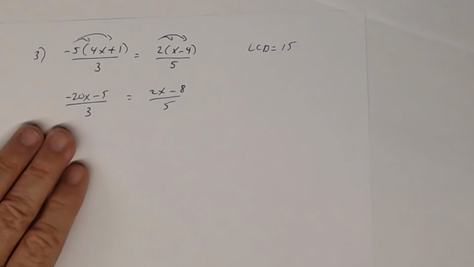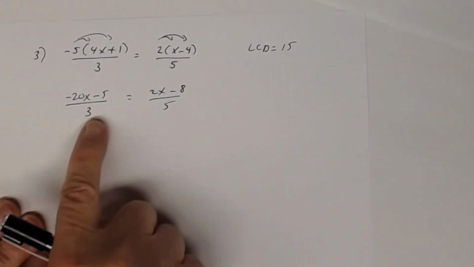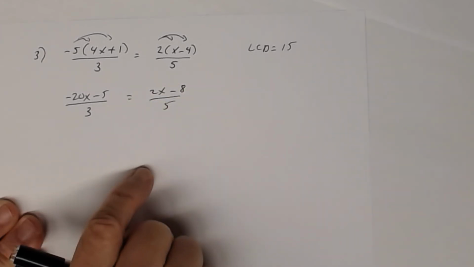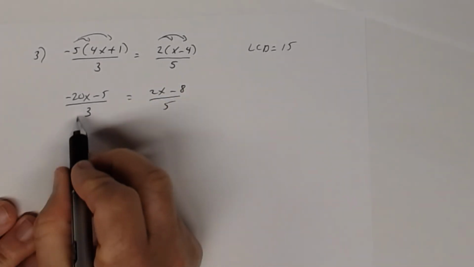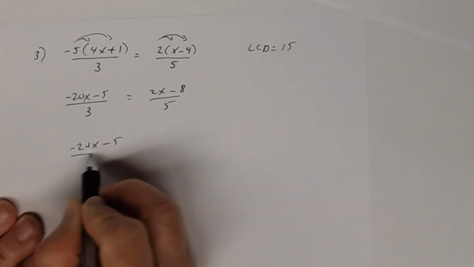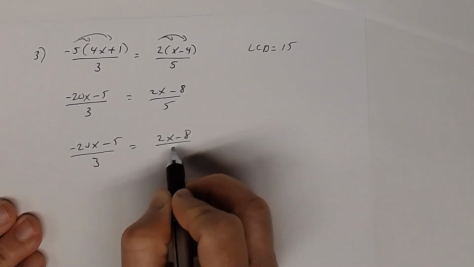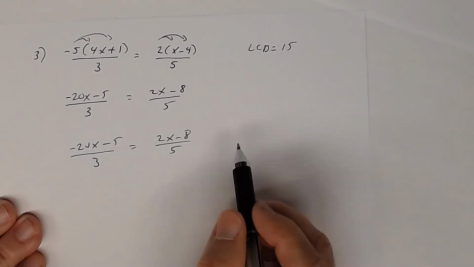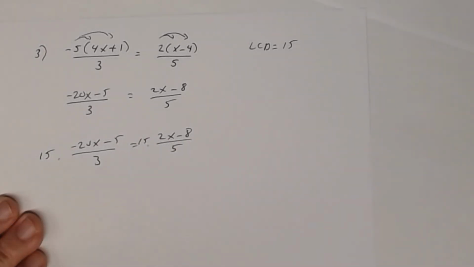All right, now the next step is to multiply both sides by the least common denominator. Now I only have one fraction here and one fraction here, so I'm not going to put anything in parentheses at this point. Let me go ahead and rewrite this over. So you had negative 20x minus 5 divided by 3 equal 2x minus 8 divided by 5. All right, so at this point, I'm going to multiply both sides by 15. So times 15, times 15.